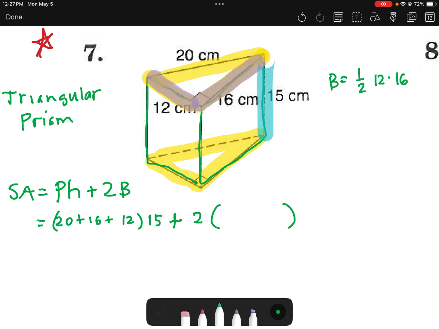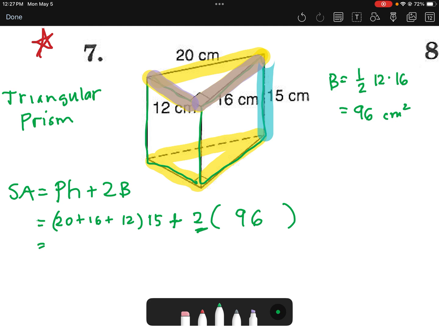I think that gives me 96. Let me just make sure. 1/2 times 12 times 16 is, it's 96. So that's the area of one triangle, but you got 2 of them. That's why the 2 is there.